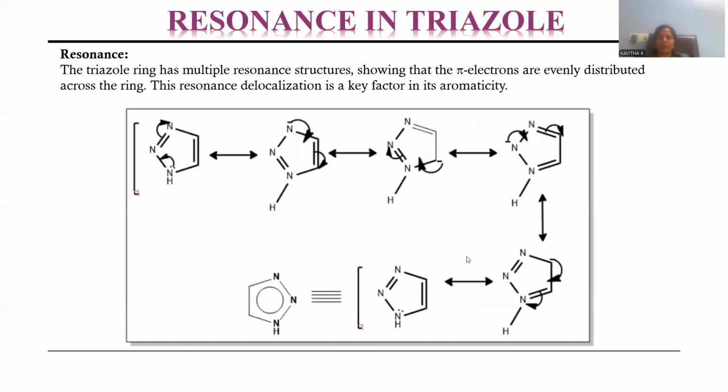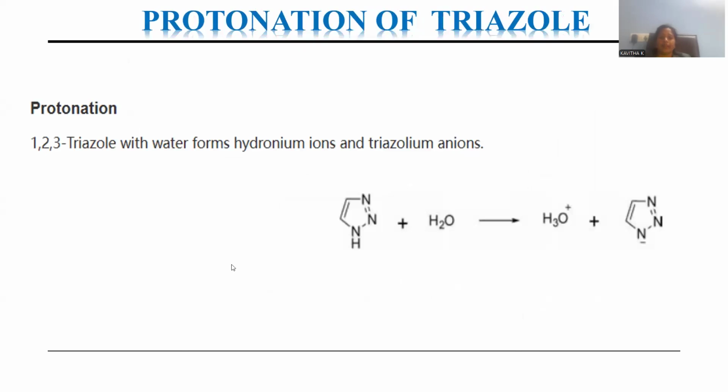And we have already gone through the resonance. The more resonating structures, the more stable the compound is, as part of aromaticity. And the resonance hybrid is manifested if you combine all the resonating structures. And the compound already exists in a protonated form itself, but it is able to undergo further reaction by the addition of water.